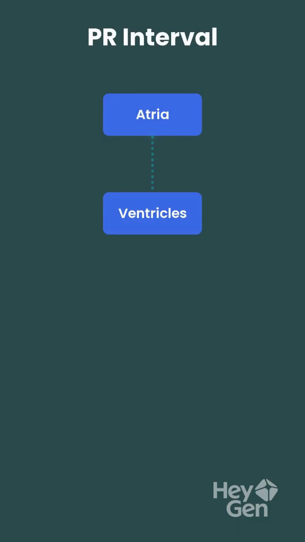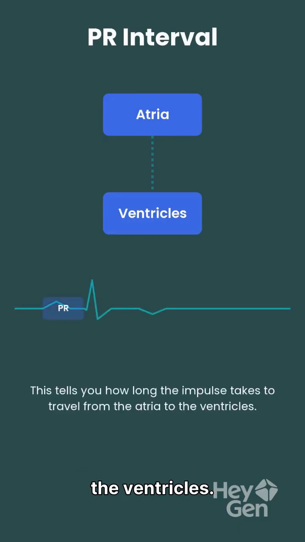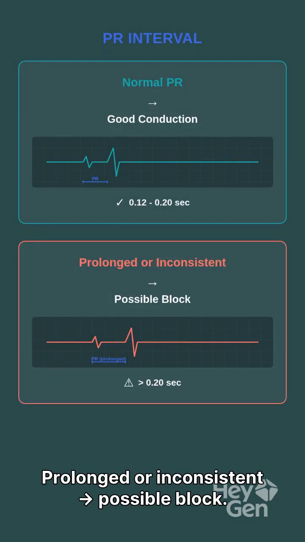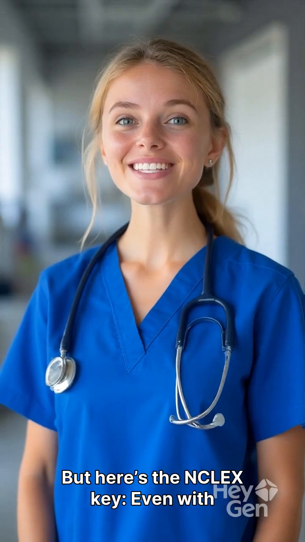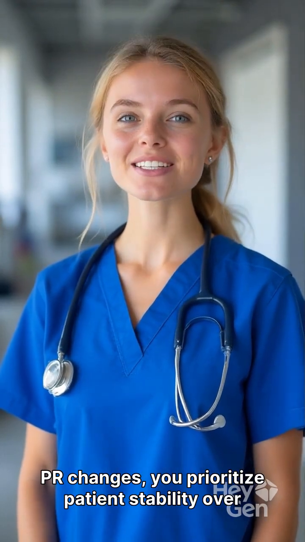PR interval. This tells you how long the impulse takes to travel from the atria to the ventricles. Normal PR, good conduction. Prolonged or inconsistent, possible block. But here's the NCLEX key. Even with PR changes, you prioritize patient stability over interval numbers.